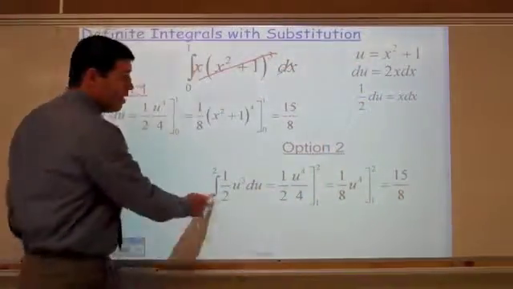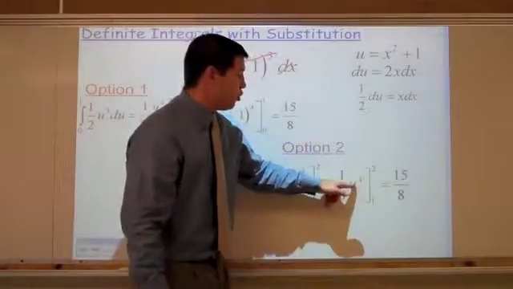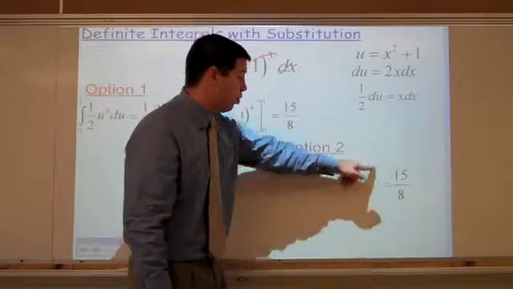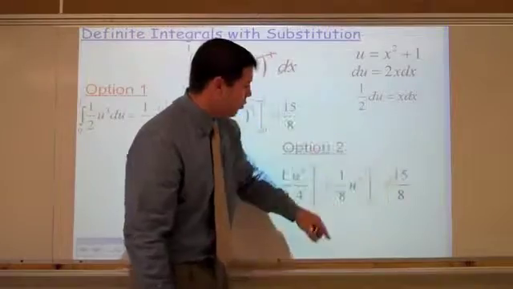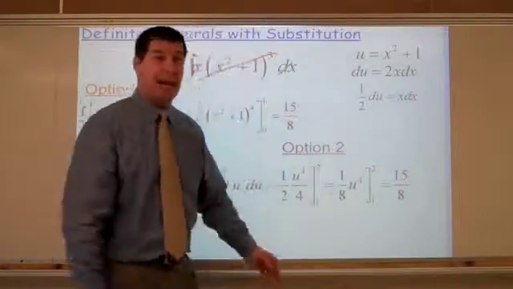We'll go through it real quick. You still get 1/8 u to the 4th. Well now, I plug in 2: 2, 4, 8, 16. So 16 over 8 is still 2. So when I plug this in, I get 2. 1 to the 4th times 1/8 is 1/8, so I still get the 15/8.